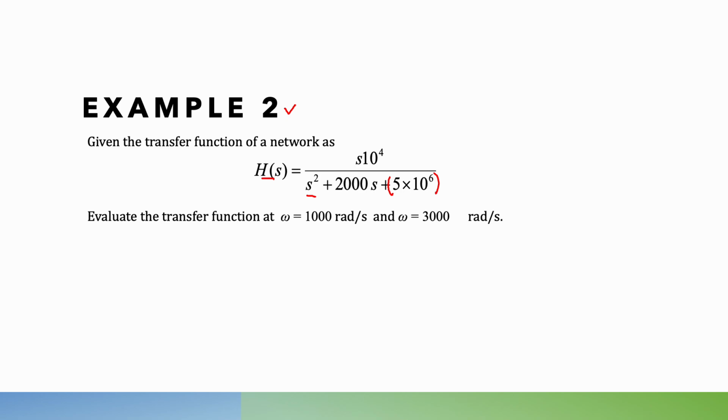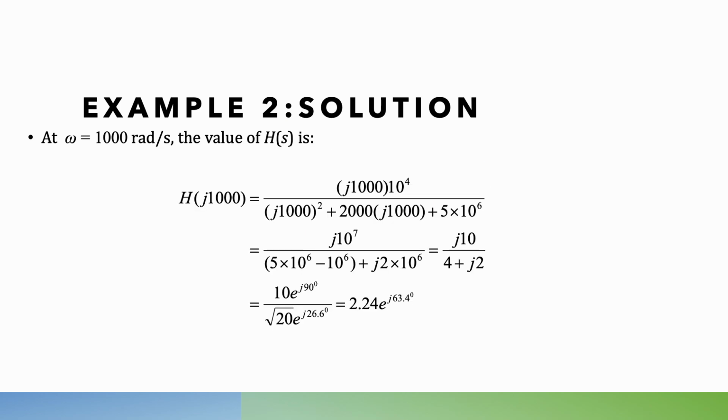And we need to evaluate the transfer function at omega equals 1000 radian per second and omega equals 3000 radian per second. So now let's look at how to solve these questions. First of all, we have two values of omega. One is 1000 radian per second, and another is omega equals 3000 radian per second.